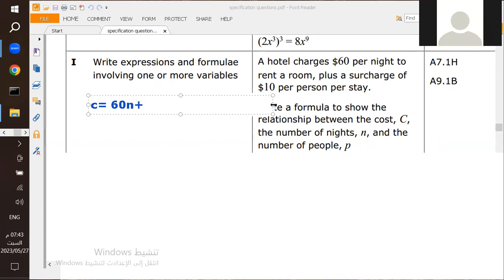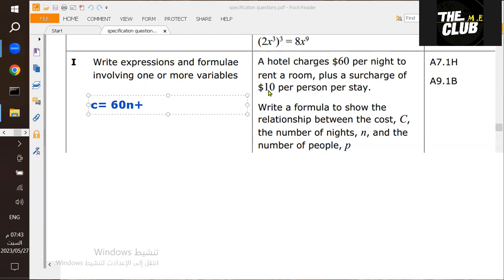Plus, where are we up to? Like, which topic? Yes, we're talking about writing expressions and formula involving one or more variables. Okay, so first thing, 2.1. Oh yes, I found it. You found it? I think page 15 or something.